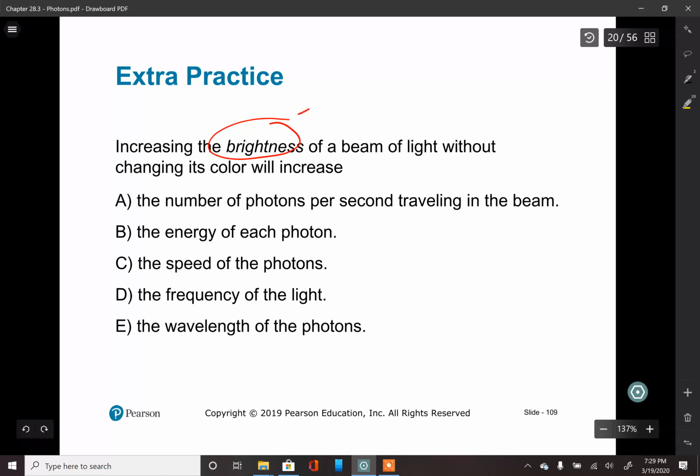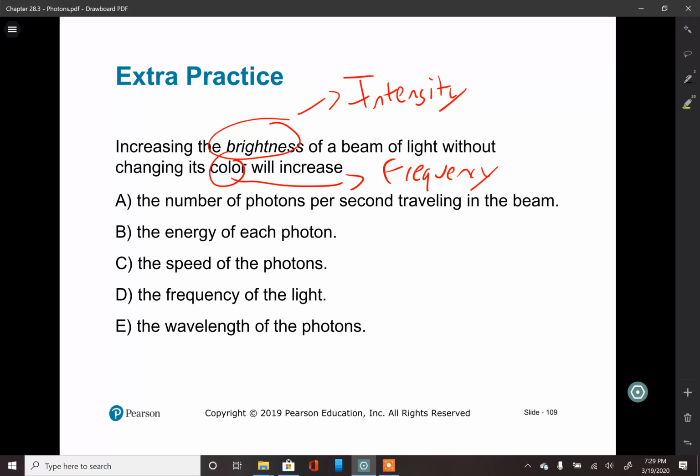So brightness is really synonymous with intensity, and color is really synonymous with frequency, right? So the first thing you have to do is recognize that. So if we increase the intensity without changing its frequency, we can't change the energy of each photon. That would require changing the frequency, right? B and D are the same, and both wrong. And similarly, E is really the same as well, right?